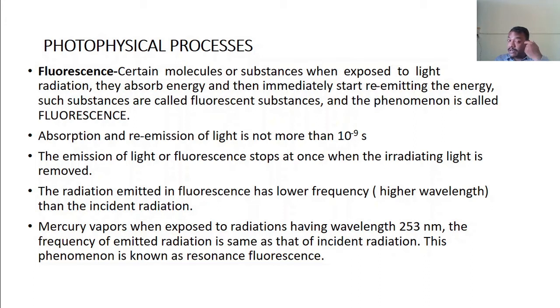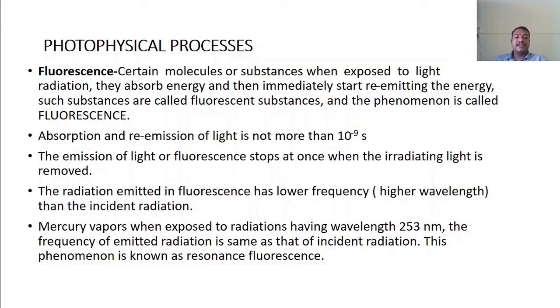The radiation emitted in fluorescence has lower frequency than the incident radiation, that is, higher wavelength. However, mercury vapors, when exposed to radiation having a wavelength of 253 nanometers, emit radiation of the same frequency as the incident radiation. This phenomenon is known as resonance fluorescence. So mercury vapors show resonance fluorescence.